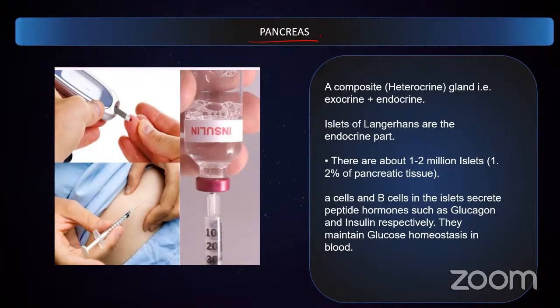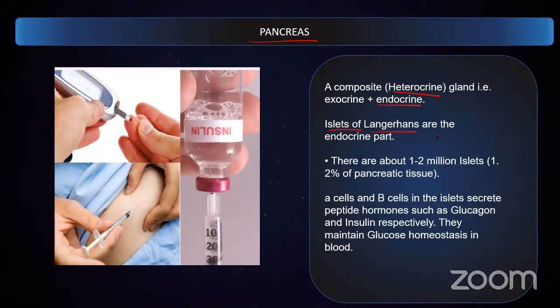unique organ because it has both exocrine and endocrine function. That means it can behave as both an exocrine gland as well as an endocrine gland. That is why this type of gland is called a heterocrine gland. If you see the endocrine part of the pancreas, there is a very special type of cells called the islets of Langerhans.